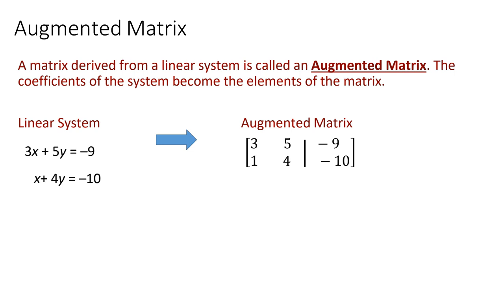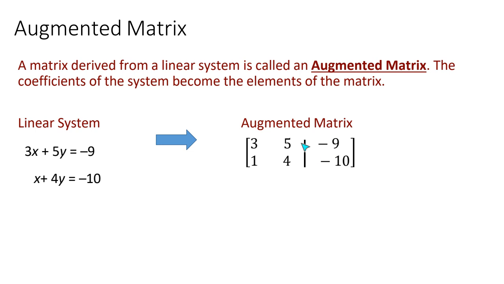Now, the augmented matrix is used to help us solve a system. Basically an augmented matrix is taking a linear system from chapter 7 and writing it as a matrix. If you notice here, my first equation, the coefficients are 3 and 5. Those coefficients would be on the left side of this matrix, and then the constants are going to be on the right side.